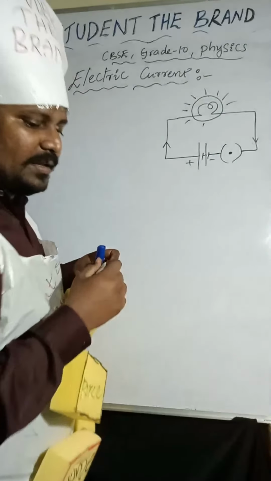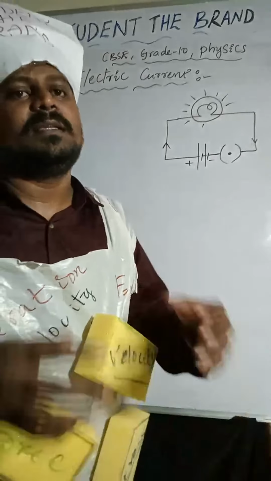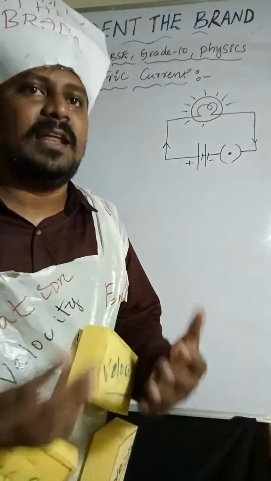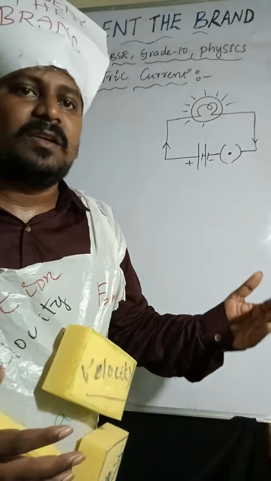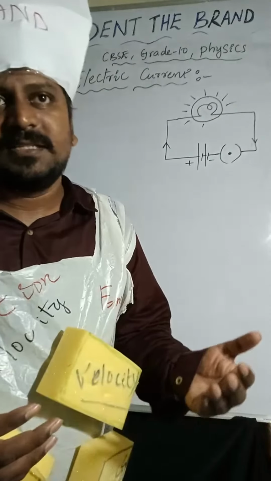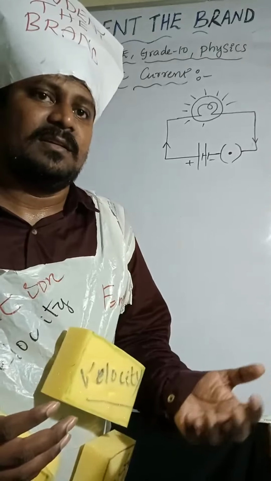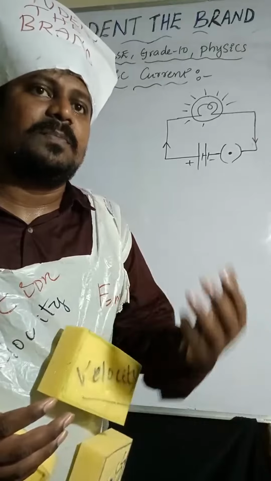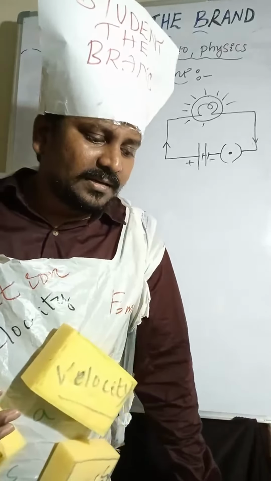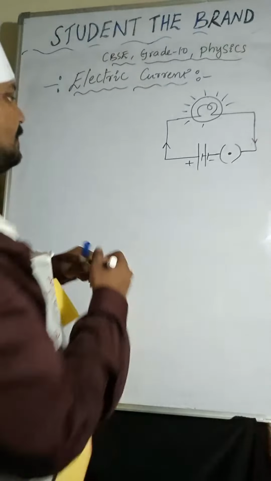So here, what is an electric circuit? A continuous and closed path of an electric current is known as an electric circuit. A continuous and closed path of an electric current is known as an electric circuit. Okay.